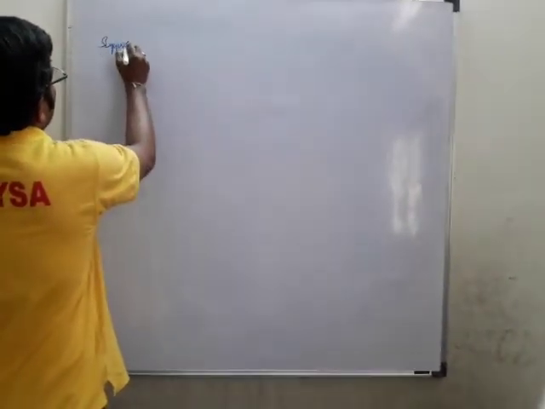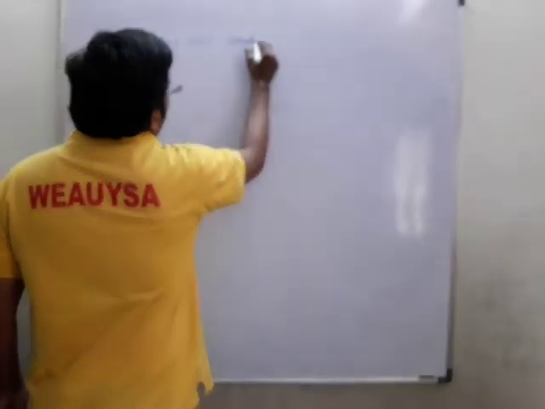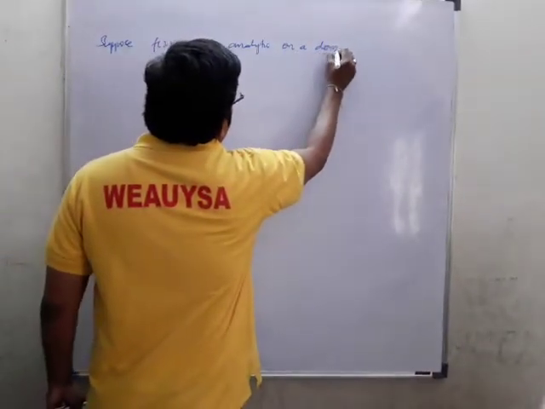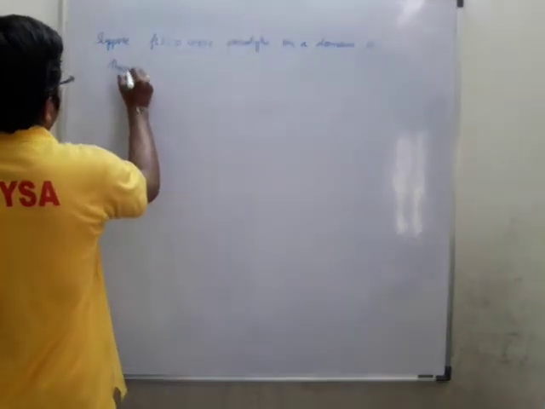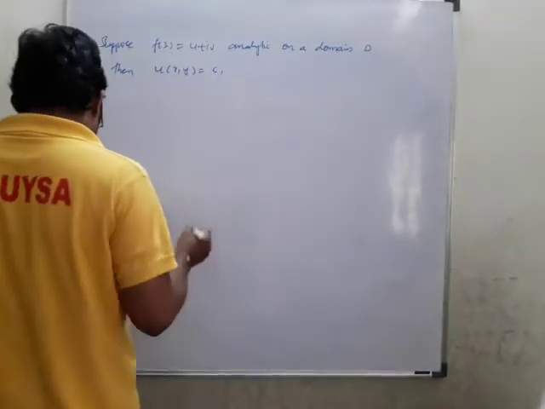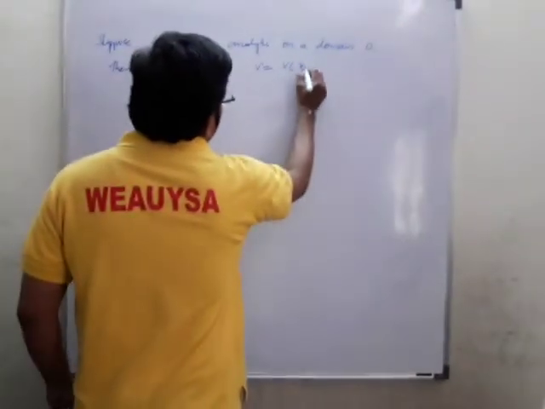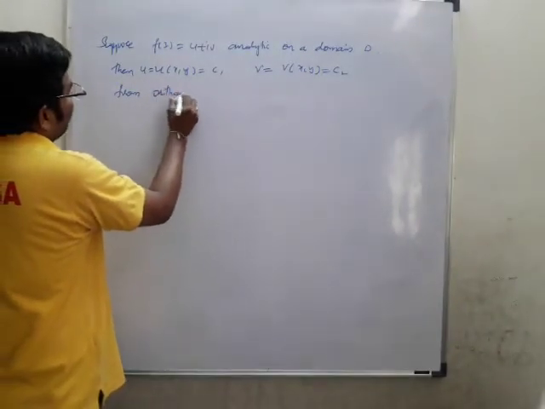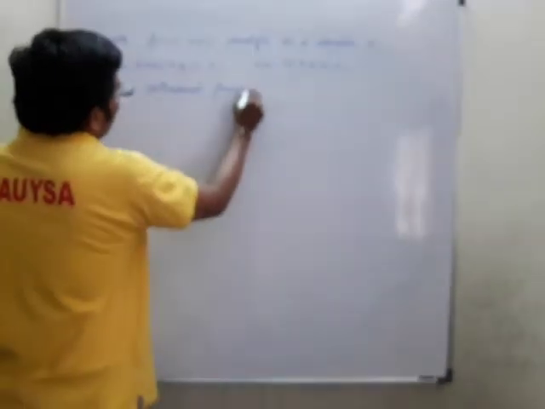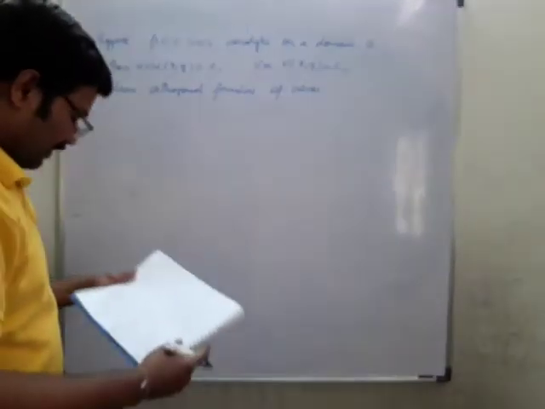Now the next problem is: suppose f of z is equal to u plus iv, analytic on a domain D. Then u of x comma y equal to c1 and v of x comma y equal to some c2 form orthogonal families of curves. These are the orthogonal families of curves we need to find.